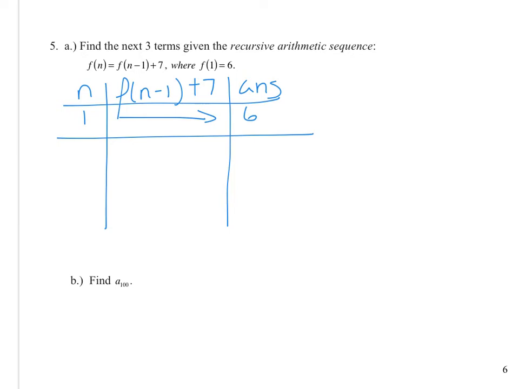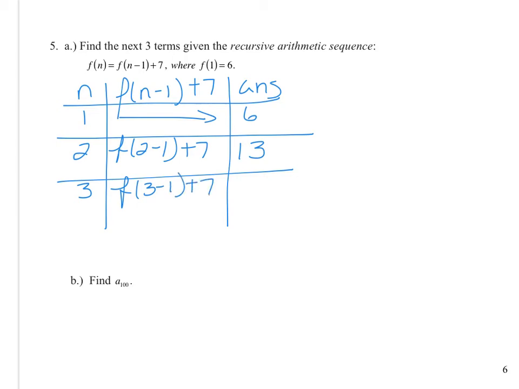All right, so let's continue on. The second term would be f of 2 minus 1 plus 7. Well, f of 2 minus 1 is f of 1. F of 1 is 6. 6 plus 7 is, you're right, 13. Let's do the third term. F of 3 minus 1 plus 7. 3 minus 1 is 2, so f of 2 is 13 plus 7. That will give me 20. Okay, one more to do. Fourth term, f of 4 minus 1 plus 7. All right, 4 minus 1 is 3, so f of 3 is 20, plus 7 is 27.